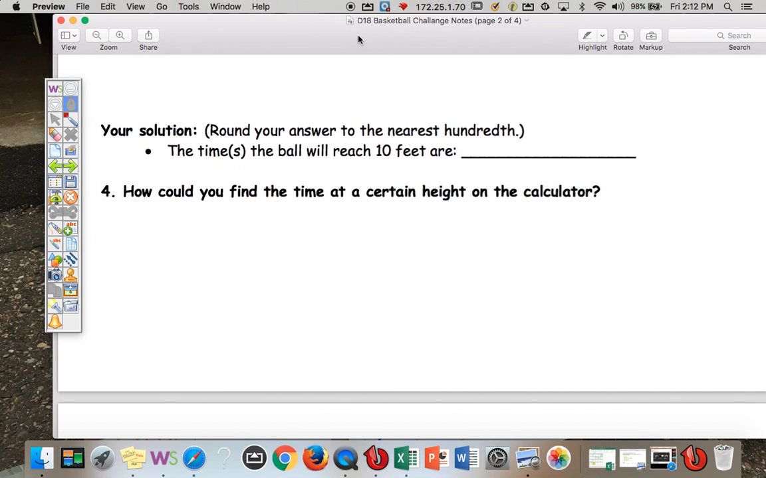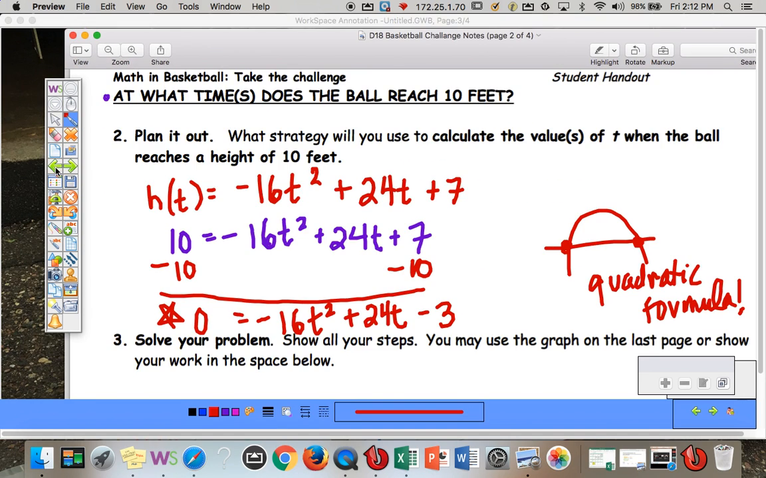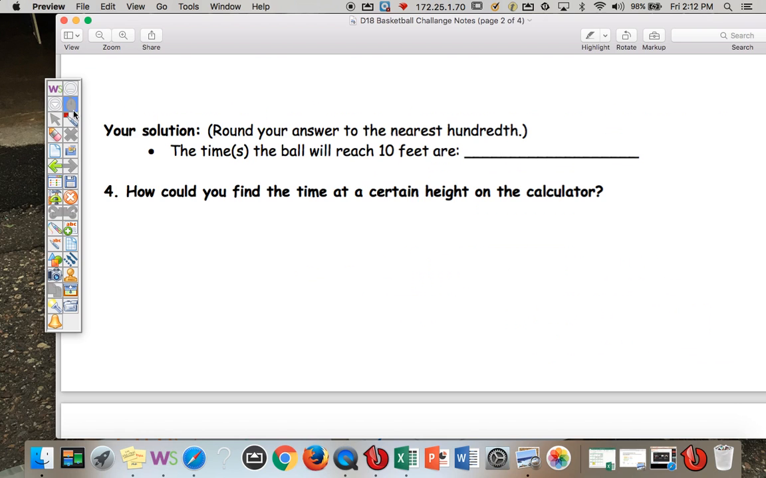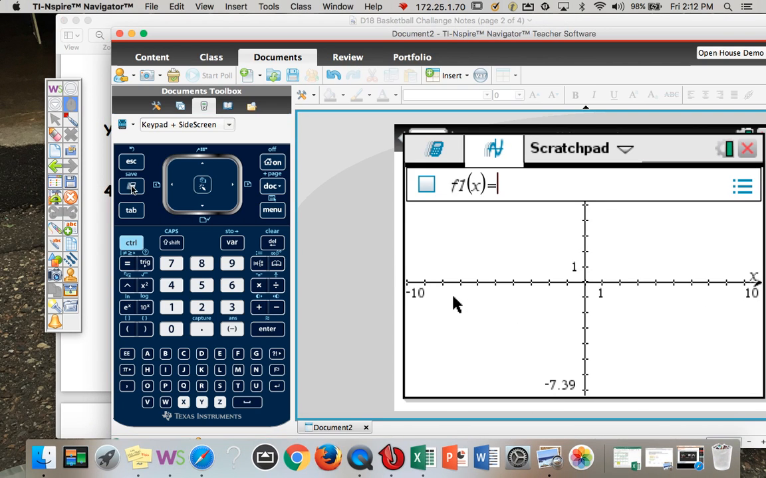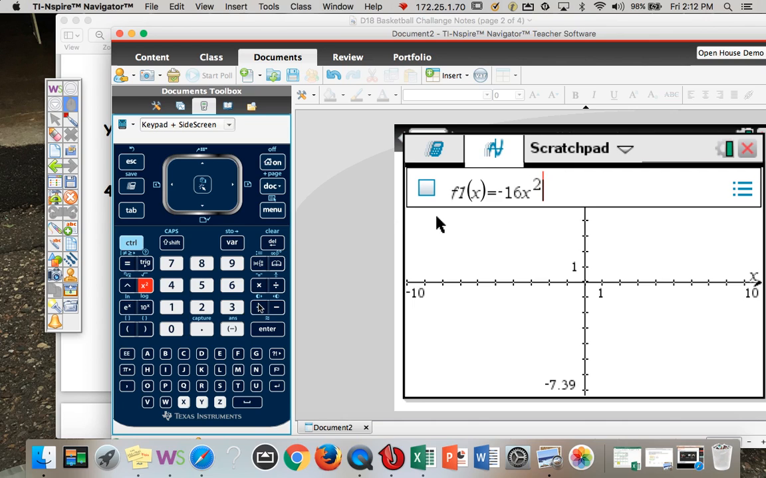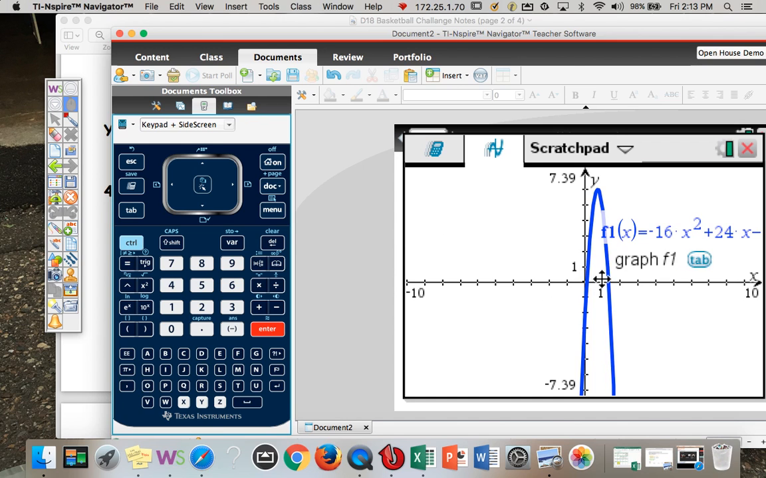Okay, so the 2 times that the ball reaches 10 feet are 0.14 and 1.36 seconds. So now it says, how can you use the same thing on the calculator? All right, well, let's open a graph page and type in our equation right here, negative 16. And we have x squared, so on this calculator you can't use a t, you have to use an x. Plus 24x minus 3. And we can see these two spots right here.